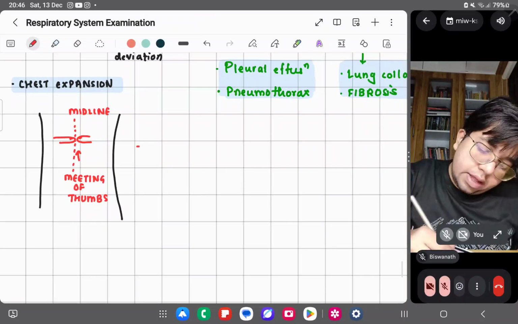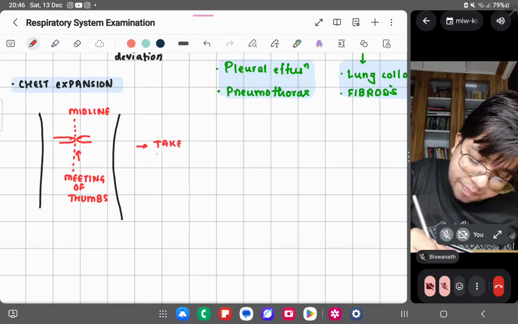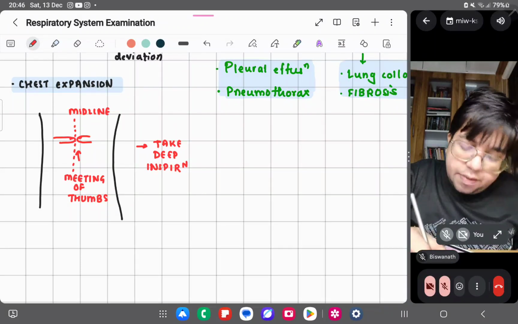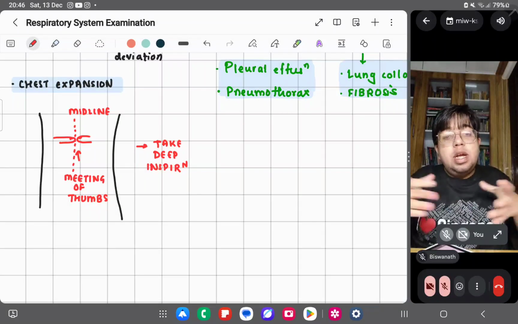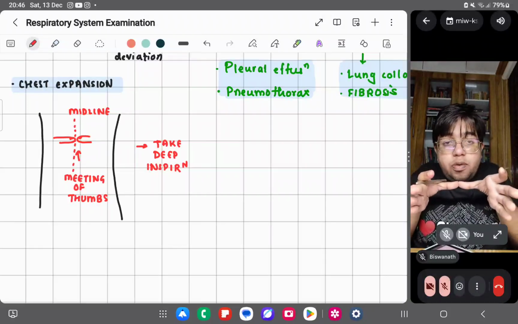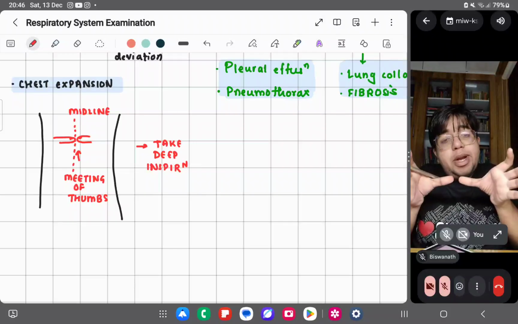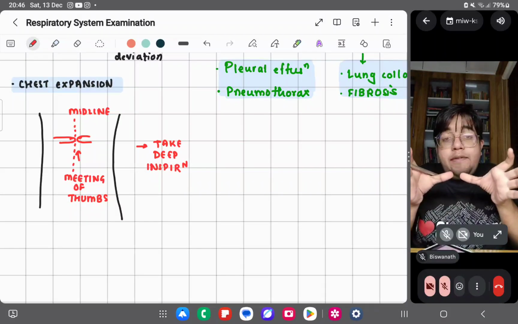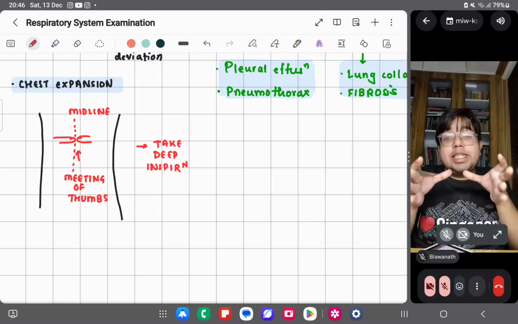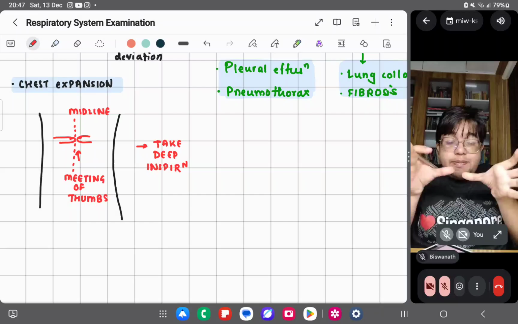Then the person is asked to take a deep inspiration. If the person is taking deep inspiration, the chest will expand. If the chest expands, you can see the distance between the thumbs, or you can keep them at a distance which is less. If the chest is expanding, then the distance will increase. There's an increase in distance bilaterally.